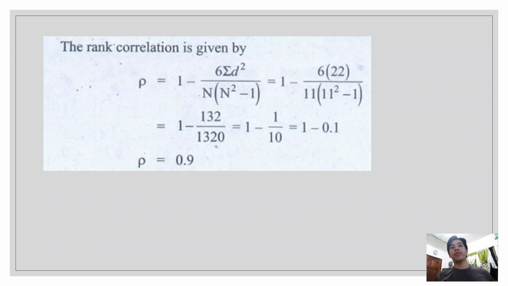1 minus 6 times 22, the sum of our D squared, over 11, our n, times 11 squared minus 1. Then multiply: 6 times 22 is equal to 132. Then 11 squared is 121.